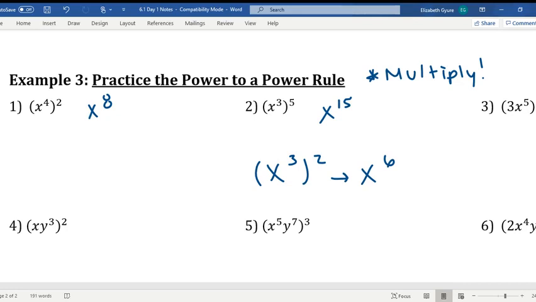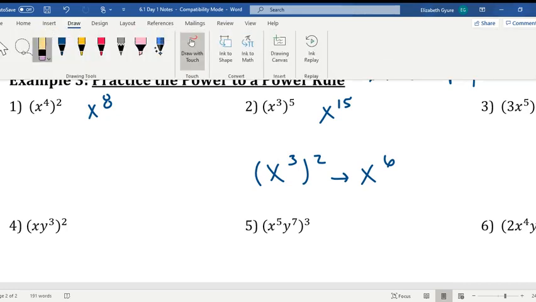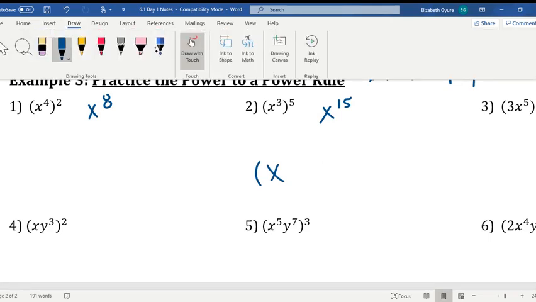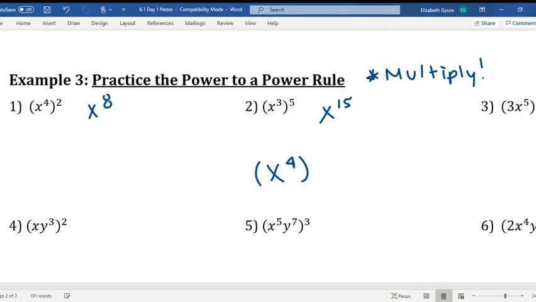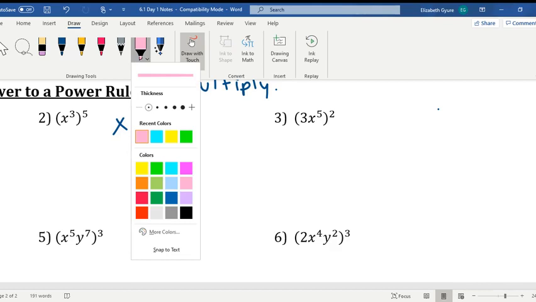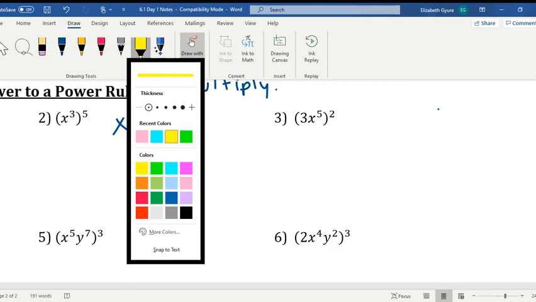Okay. All right. Let's see what else we got. How about x to the fourth and then to the third? So x to the fourth to the third. Lynn. Oh no, that's not good.